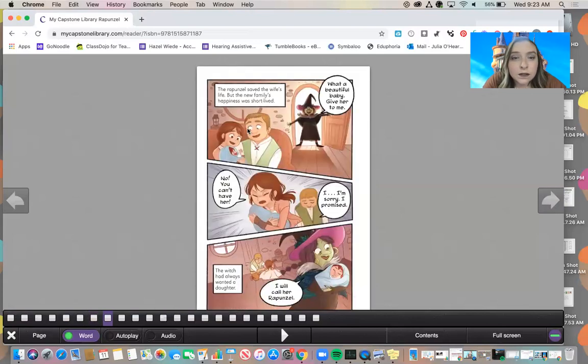The Rapunzel saved the wife's life, but the new family's happiness was short-lived. What a beautiful baby!